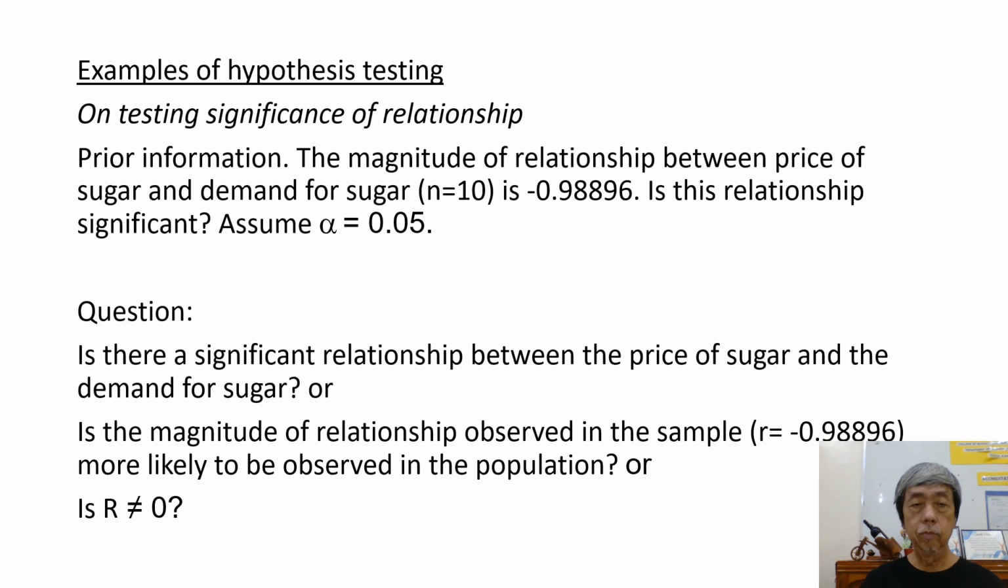Question: is there a significant relationship between the price of sugar and the demand for sugar? Or is the magnitude of relationship observed in the sample more likely to be observed in the population? Or is the population relationship not equal to zero?